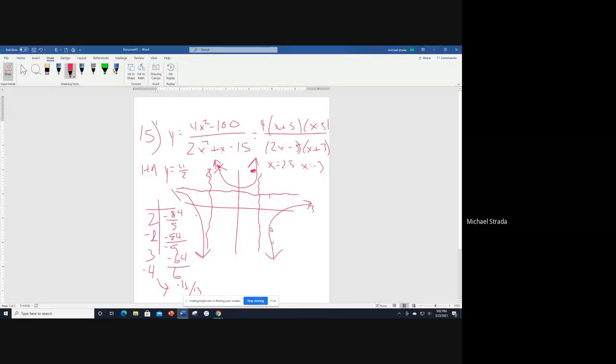The domain, obviously, is x is not equal to 2.5 or negative 3. The range is y is not equal to the horizontal asymptote, which is 2. And then your asymptotes fill in from there.